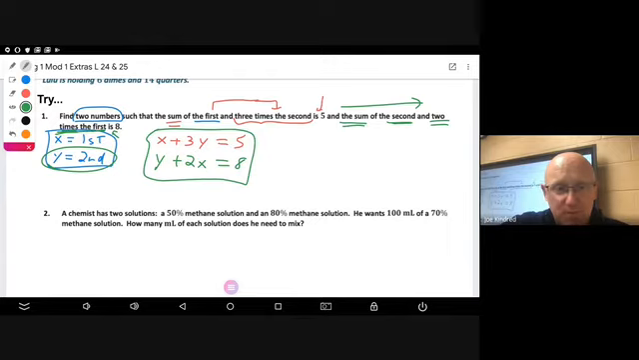Okay? All right. So we're going to look at one more, and then we're going to come back to class, and we'll solve these two that I just set up, and then we'll look for some others as practice.